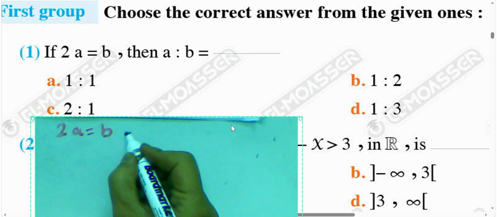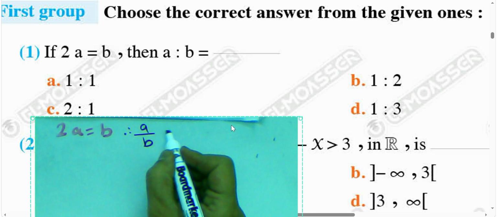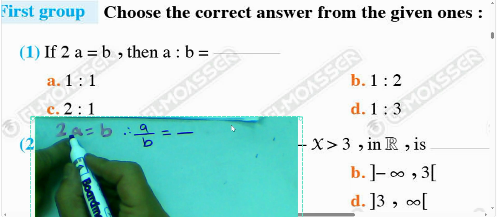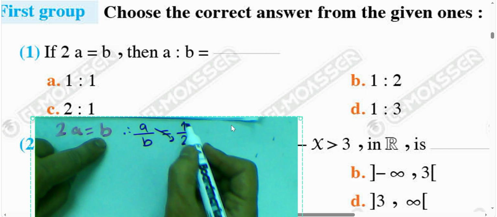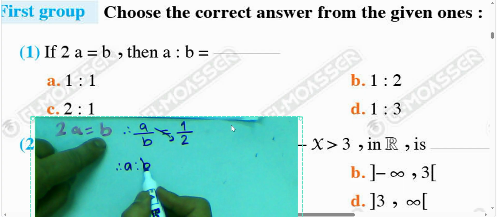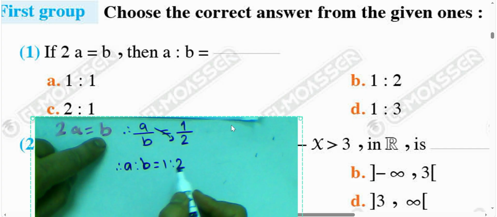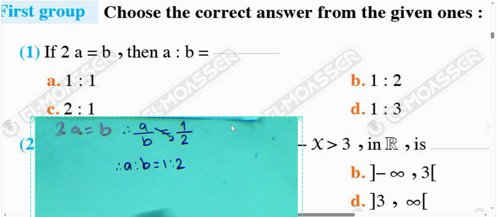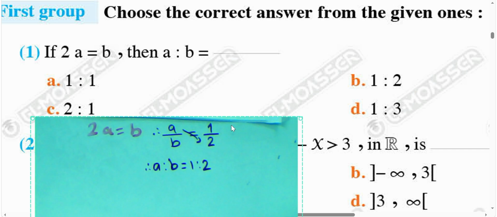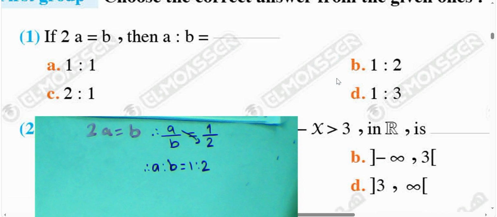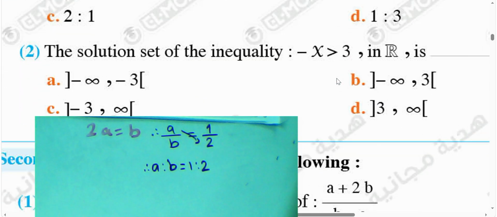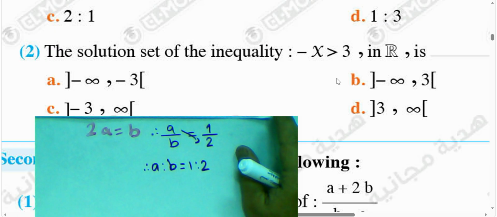Look at here, A over B. A here is multiplied by 2, then we can write 2. A multiplied by 2 and B multiplied by 1. Then the ratio between A to B is 1 to 2. The ratio will be 1 to 2. Okay, the answer to this question shows 1 to 2. It shows letter B.